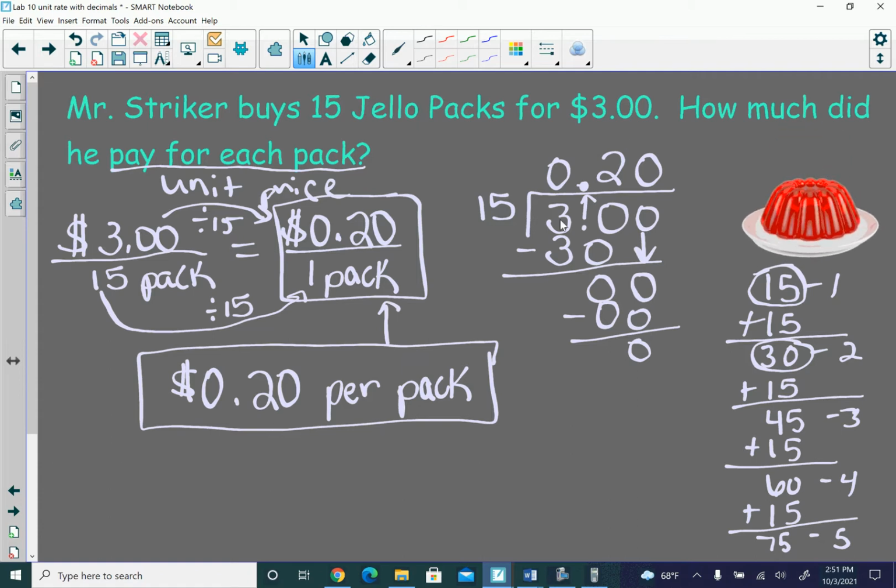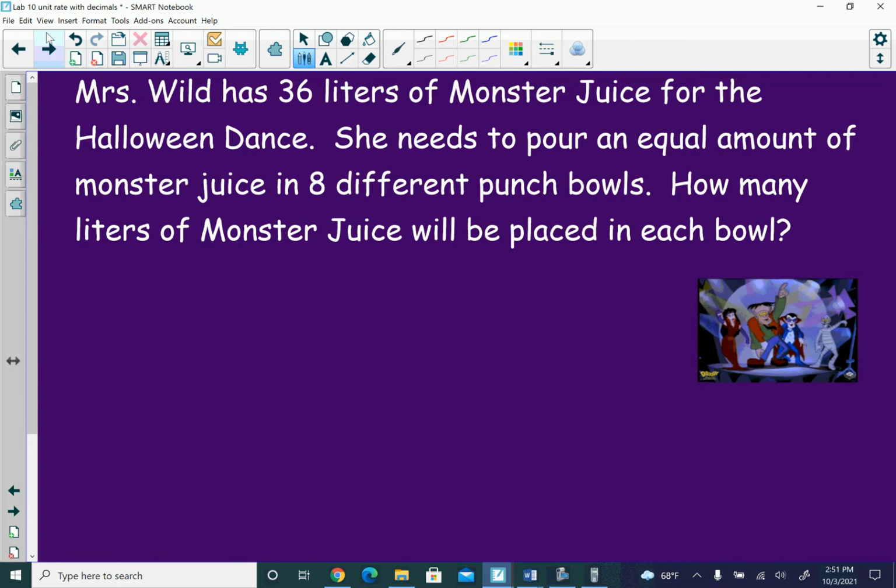So I have all this long division to prove why it's 20 cents. I have my skip counting by 15s, my groups of 15s to help me with that long division. All right, and we have one more here.